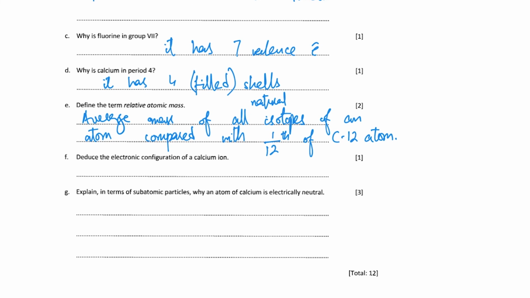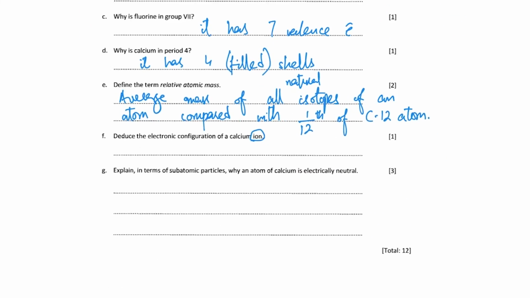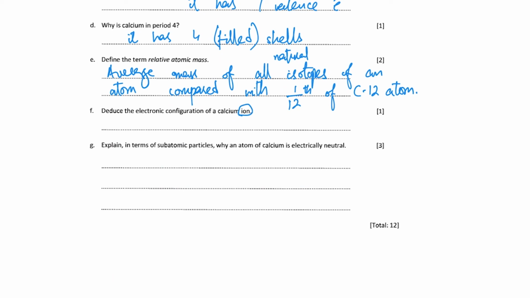So basically we're saying compared with 1 unit, and that is the carbon 12 unit. Next is saying deduce the electronic configuration of calcium ion. This word is important because we have been working with calcium atom, but now suddenly we have to work with calcium ion. So go back to the structure here and you can see that it has 2 valence electrons. This is 2,8,8,2. So when it forms an ion, it's going to lose these two and be left with just 2,8,8. So that is the calcium ion. If you want to write the symbol, it's going to be Ca with 2 plus, although that's not required at the moment. The ion is simply 2,8,8, and that's what you'll write.